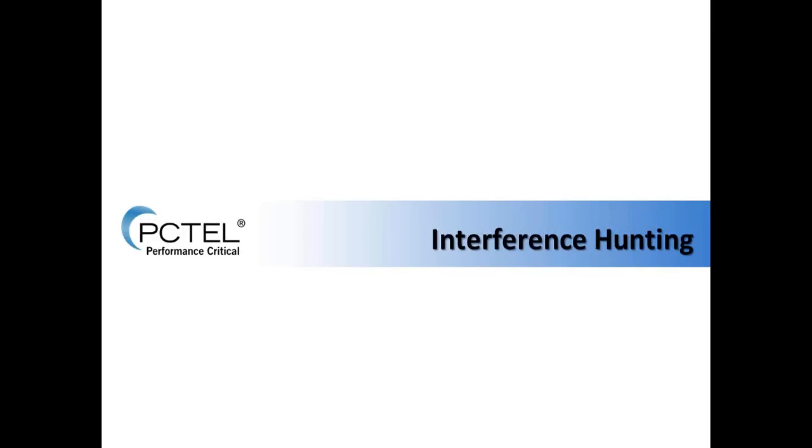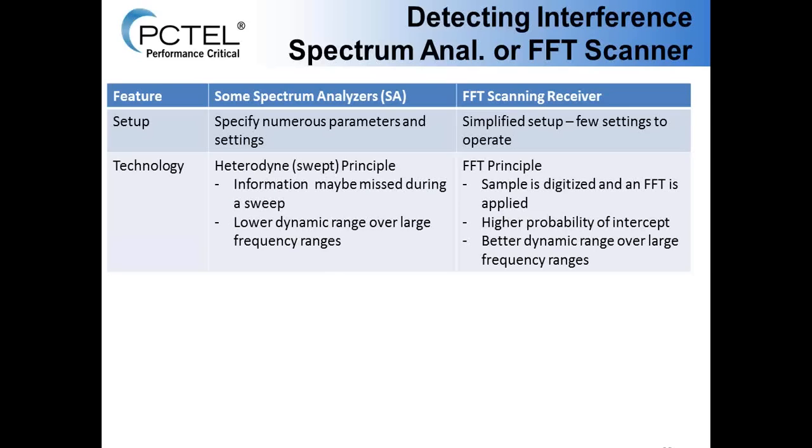So now I want to move on to interference hunting, now that we understand radio propagation and types of interference. When you want to detect interference, you need some equipment such as a spectrum analyzer or an FFT scanner, and both are used successfully. With most spectrum analyzers, you have to specify a lot of parameters, and it takes a lot of effort to set up, whereas with an FFT scanning receiver you usually have just a few settings to operate it.